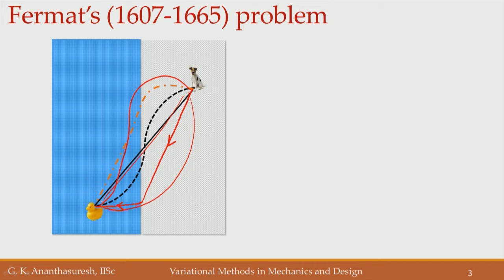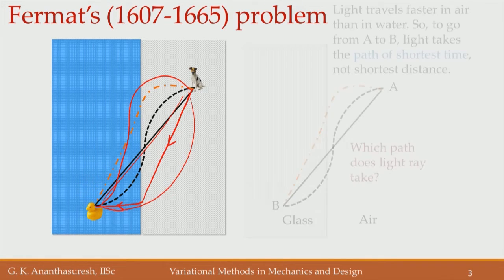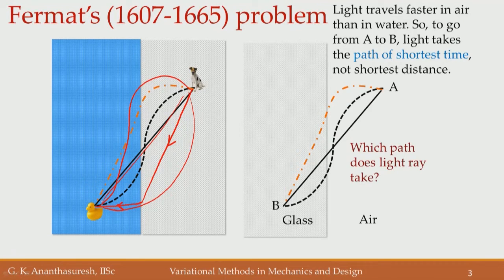Okay. This problem, although it is put in a daily life situation, is actually what light rays also do, and that was the observation or hypothesis of Pierre de Fermat. That is why it is called a Fermat problem. Fermat has lots of problems named after him, and this is one of them.